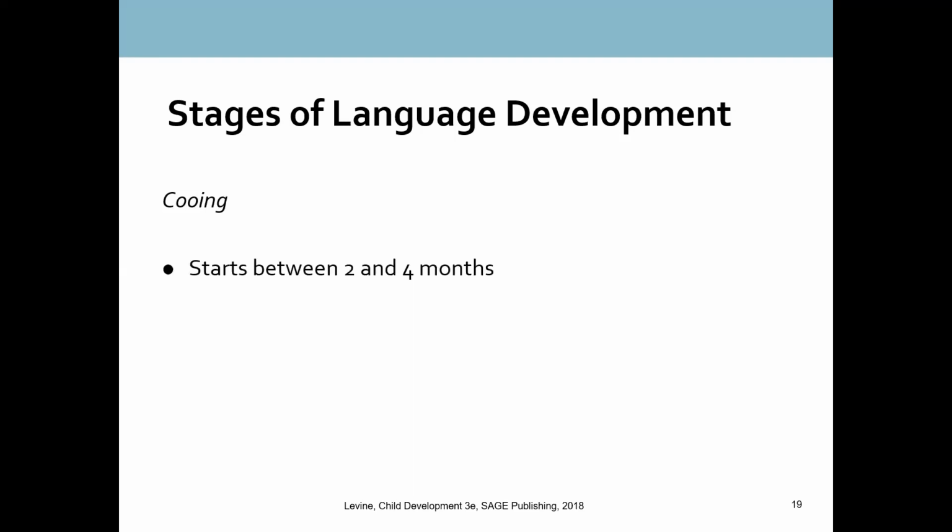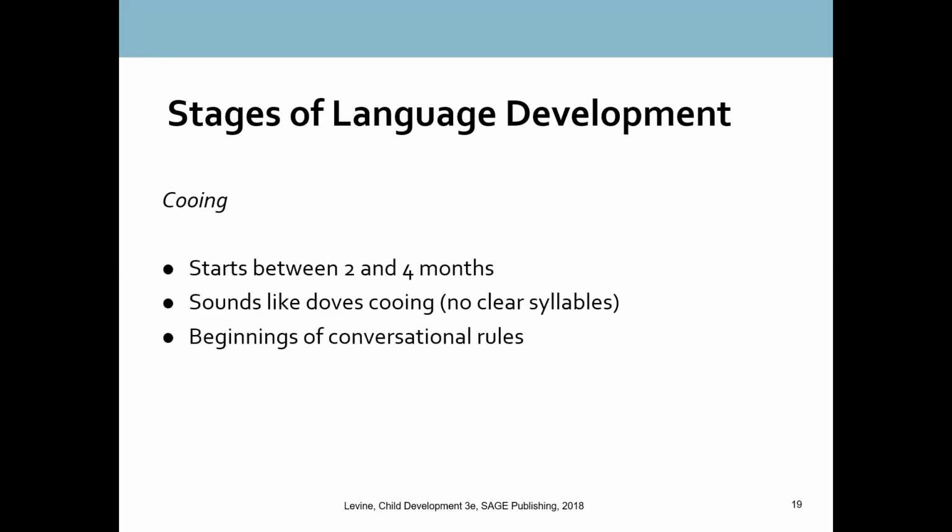Okay, cooing. So cooing starts between 2 and 4 months of age following birth. It sounds like doves cooing, which is where it got its name. You've probably heard doves cooing before. Anyways, it's basically vowel sounds. There are no clear syllables. There are soft vowel sounds like ah or oh, just kind of a repetition of the vowel sounds.